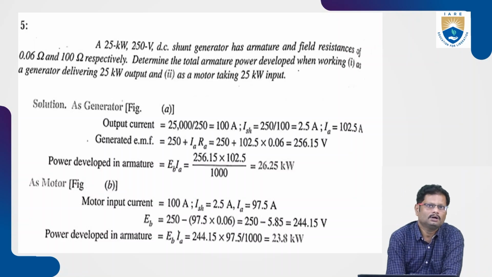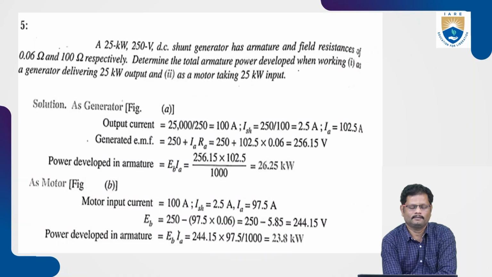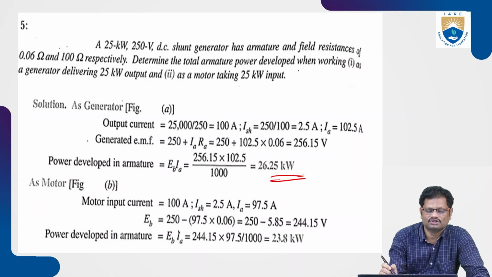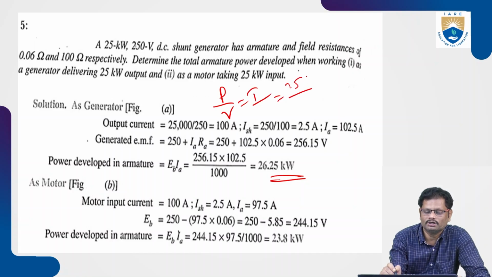So next problem, a 25 kilowatt, 250 volt DC shunt generator has armature and field resistances of 0.06 ohms and 100 ohms respectively. Determine the total armature power developed when working as a generator delivering 25 kilowatt output and as a motor taking 25 kilowatt input. First we will calculate as a generator. For a generator, the output current can be calculated as P by V equal to I. So given P equal to 25 kilowatt and voltage equal to 250 volts, it is 100 amps.